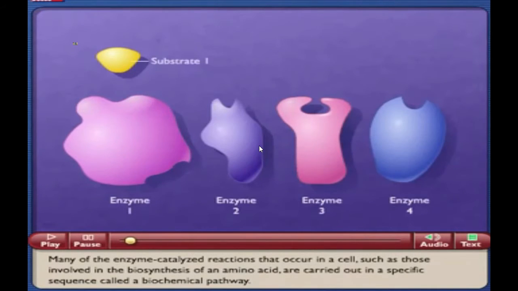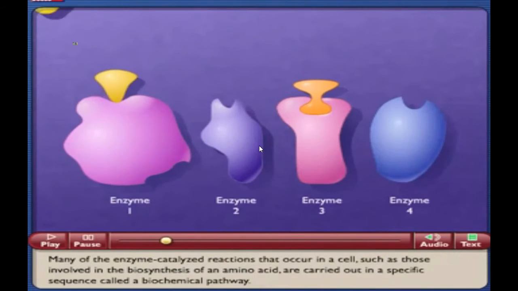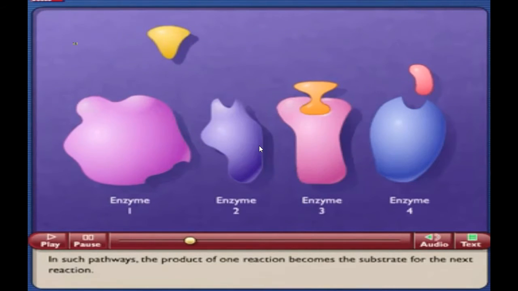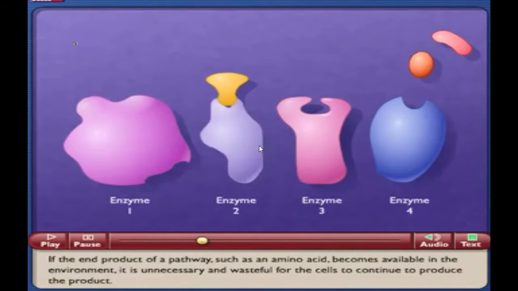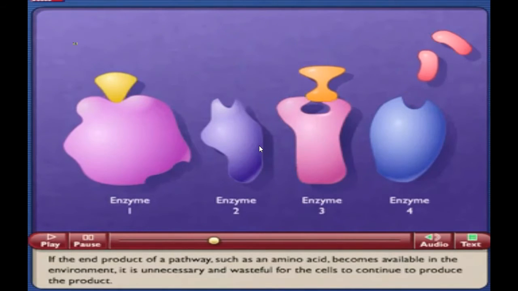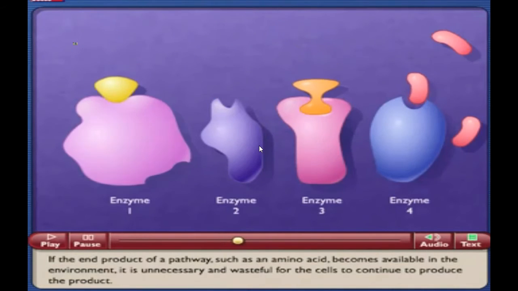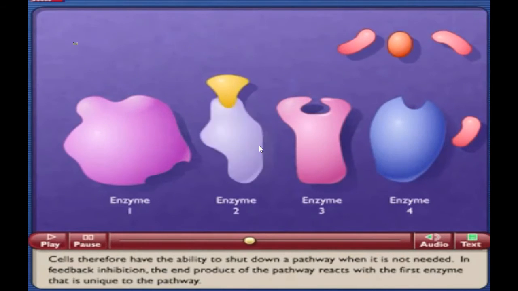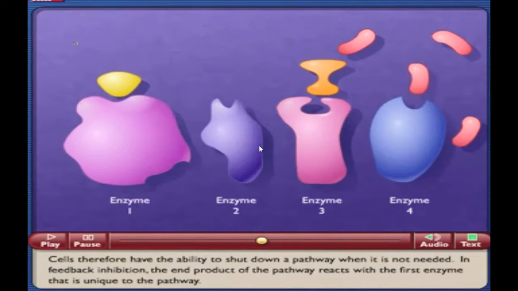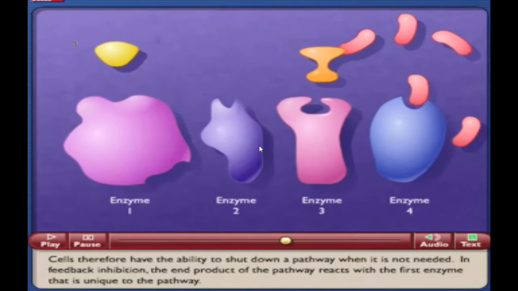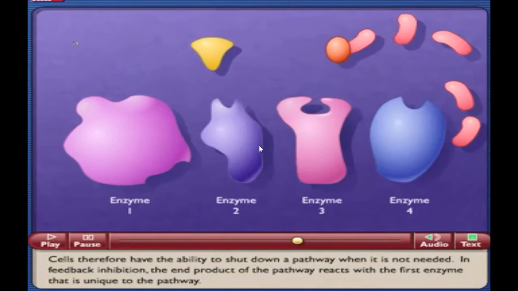Many of the enzyme-catalyzed reactions that occur in a cell, such as those involved in the biosynthesis of an amino acid, are carried out in a specific sequence called a biochemical pathway. In such pathways, the product of one reaction becomes the substrate for the next reaction. If the end product of a pathway, such as an amino acid, becomes available in the environment, it is unnecessary and wasteful for the cells to continue to produce the product. Cells, therefore, have the ability to shut down a pathway when it is not needed. In feedback inhibition, the end product of the pathway reacts with the first enzyme that is unique to the pathway.